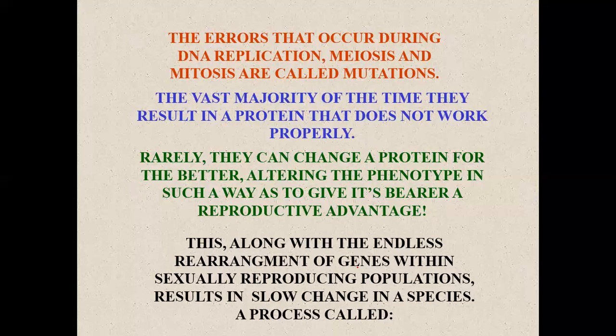So this, along with the endless rearrangement of genes within sexually reproducing populations, results in slow changes in species. In other words, they change, and any change that gives them any kind of advantage or success in their very difficult environment to live in. We live in a nice, safe world. Of course, there's things that happen to us too, but nothing like if you were living in an actual ecosystem where things were trying to eat you every day. And so if you have any advantage, boy, that would give you a big boost. And so what happens is that you can make more babies than those that don't have that advantage.